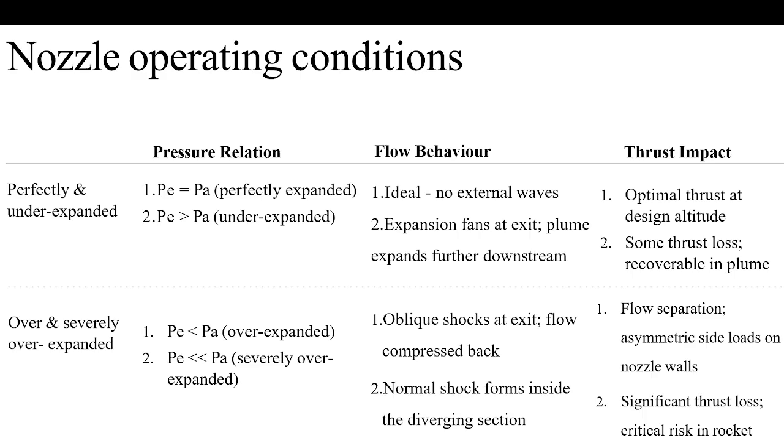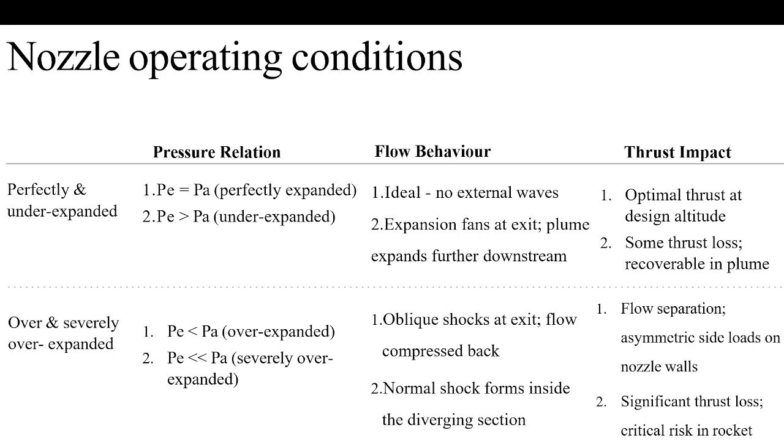Coming to the second type of nozzle, which is the over expanded nozzle. One is the under expanded nozzle, another one is the over expanded nozzle, where PE is less than PA. Where PE is far less than PA, we call it a severely over expanded nozzle, which can also be considered as a variable area or variable geometry nozzle. I will be showing it to you.